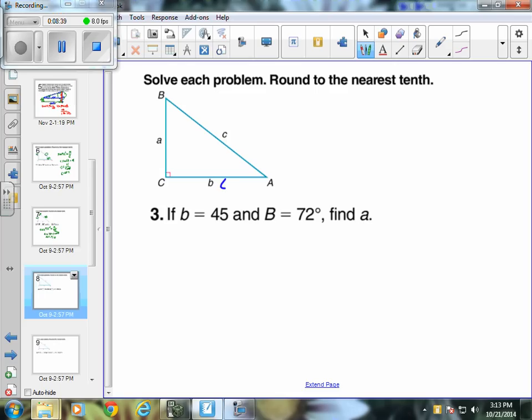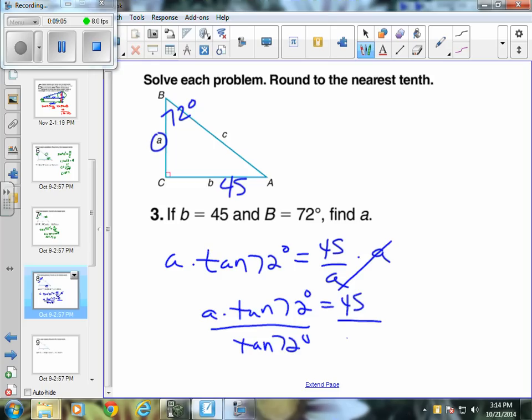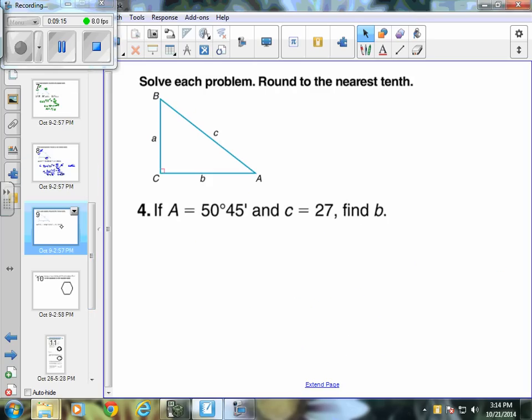Okay, little b is 45. Angle B up here is 72, and they want you to find little a. So you know opposite, you want adjacent, so that would be tangent. So tangent of 72 is equal to 45 over a. Again, we got to get that a out of the bottom, and then we're going to divide. So a times the tangent of 72 equals 45, and divide by tangent of 72. All right, so little a would be 14.6. So it's all a matter of just knowing, okay, which part of the triangle am I looking for?